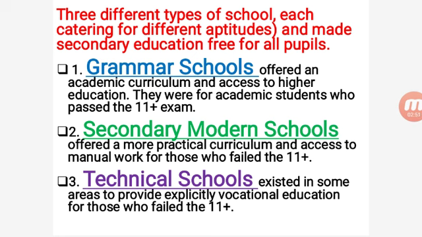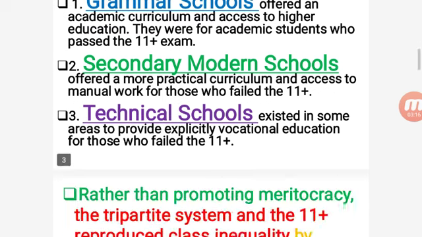So now see, the grammar school is only for students for higher academic curriculum education, and the secondary modern school basically includes both aspects, the grammar school aspect and the technical school aspect. The educational curriculum is practical, plus the manual work in secondary modern. In technical, there is just manual work.